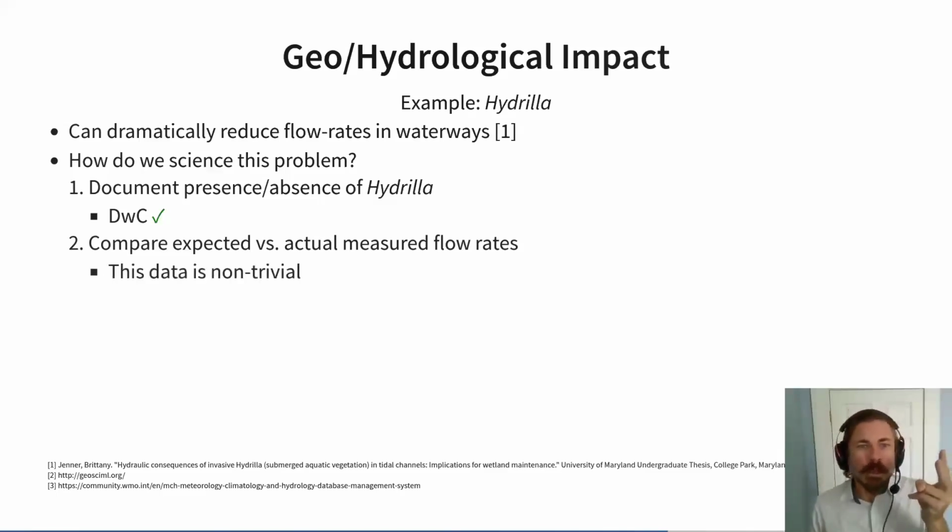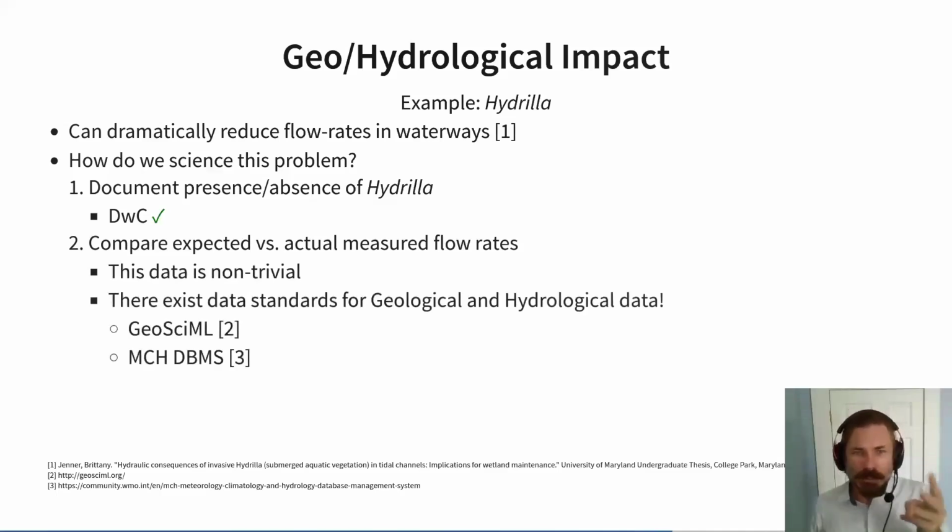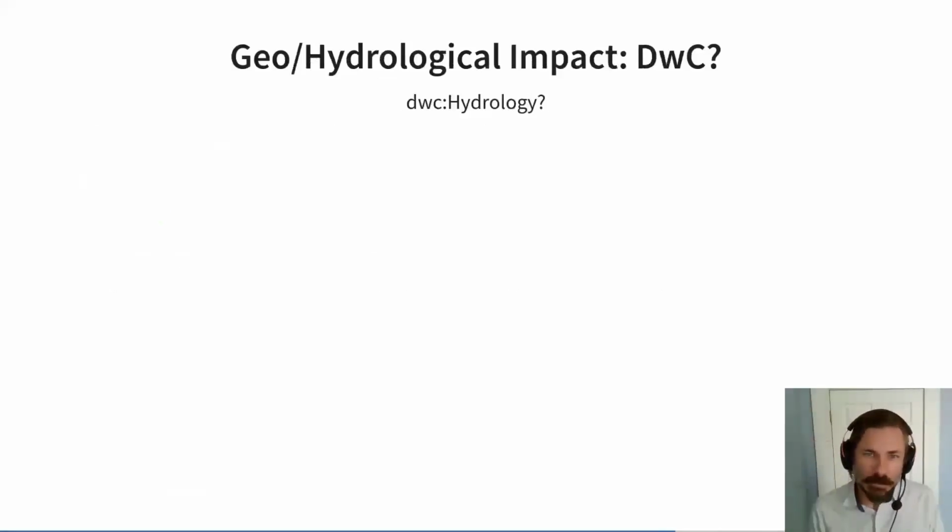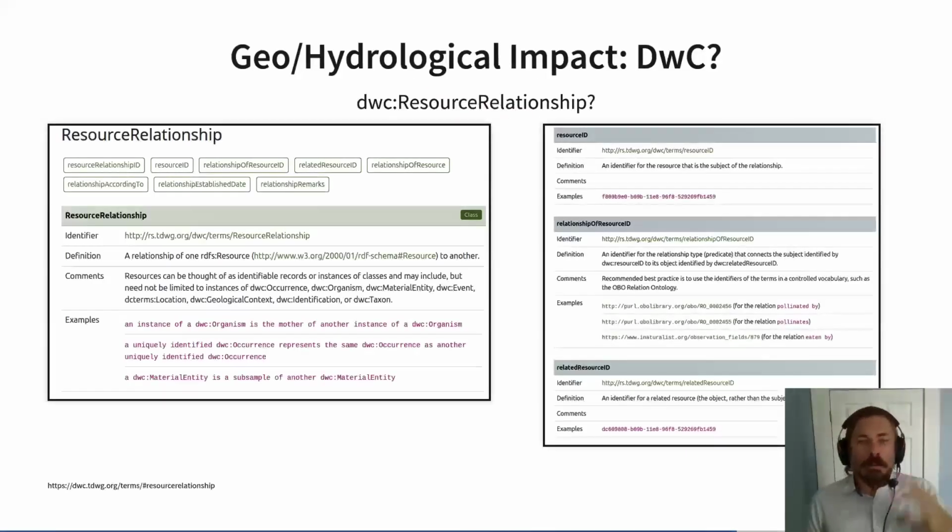However, it turns out that there are existing standards for geological and hydrological data that are great for this type of data. You have a data point now that is great in Darwin Core. You have another data point that would be great in some other sort of standard. What would be nice is if we could link these two together. So do we want some kind of Darwin Core hydrology class? Well, no. But it would be really nice if the Darwin Core resource relationship could point us to that data set. It can have already this related resource ID that might be a related resource of a hydrology data set.